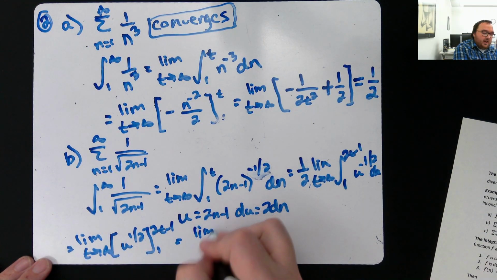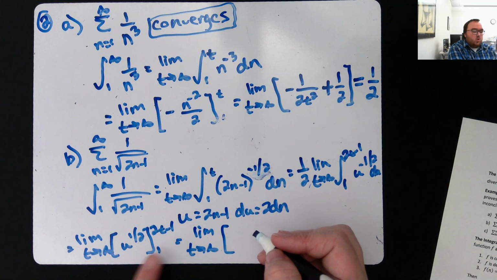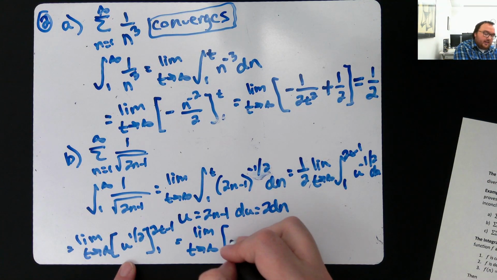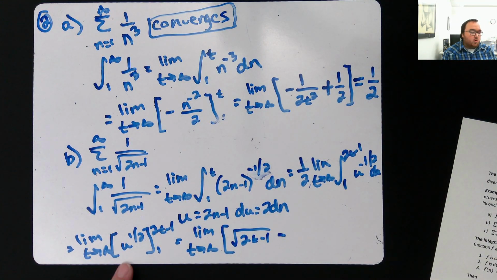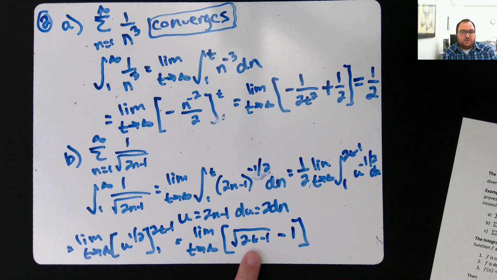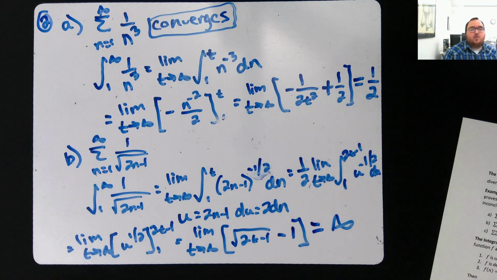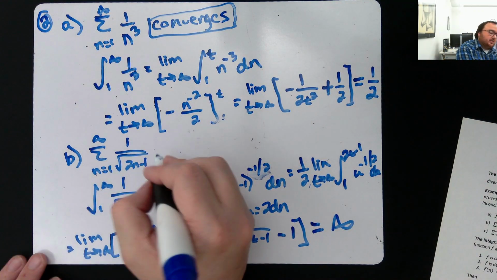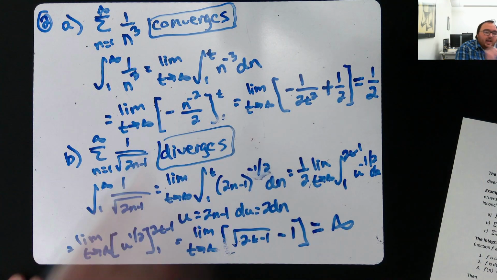That's going to be the limit as t goes to infinity of 2t minus 1 to the 1/2, which is like saying the square root of 2t minus 1, minus, plug in a 1, the square root of 1 is just 1. As t gets really big here, the square root gets really big. So this whole thing gets really big, which means it diverges.